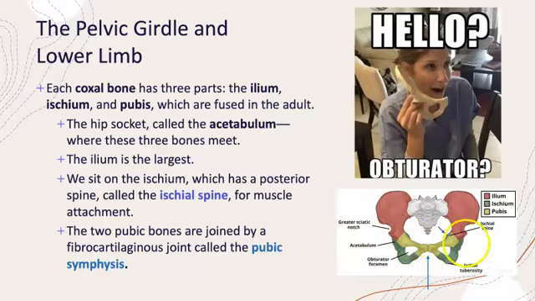Our 2 pubic bones, which you see in yellow, are joined together by a fibrocartilaginous joint called the pubic symphysis, or sometimes the pubic disc. And I put in this "hello obturator" so that you can remember this opening here called the obturator foramen. And it does kind of look like an old school telephone.